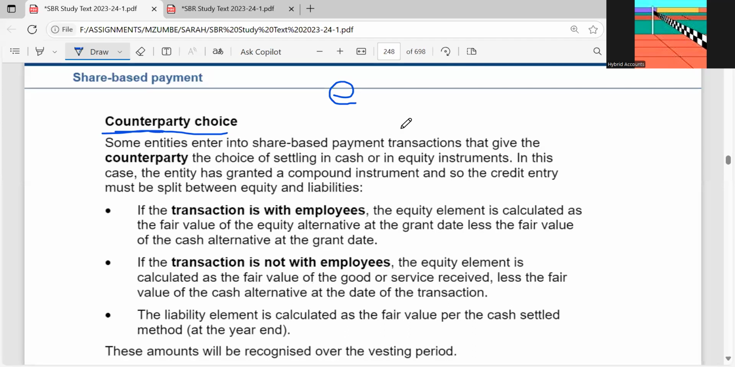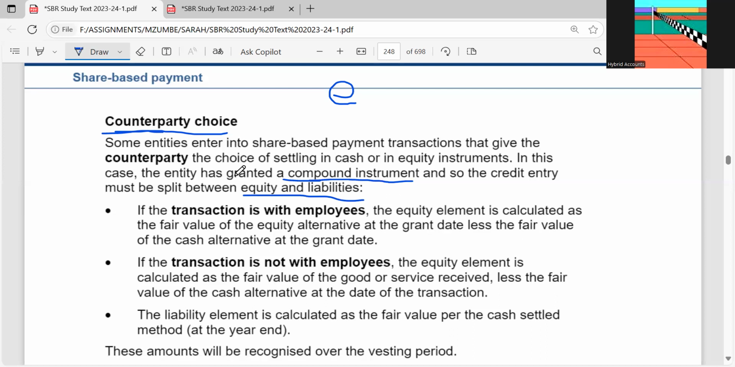In this case now, the entity has granted a compound instrument, and so the credit entry must be split between equity and liability. You see the point now. So when this entity has a choice, it should either be equity settled or cash settled. But when the counterparty has a choice, the entity has to break this down, because it is a compound instrument. And a compound instrument has both the elements of equity and liabilities. So this is what we're going to do.